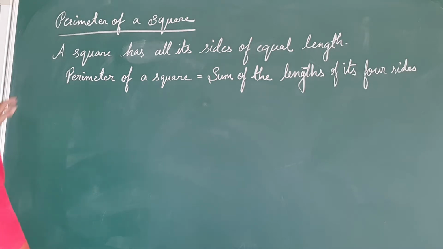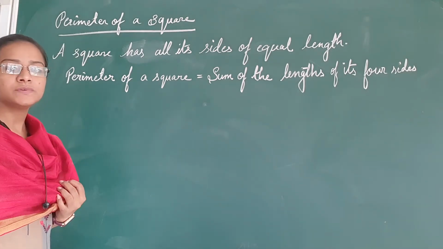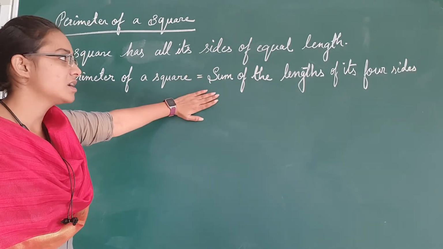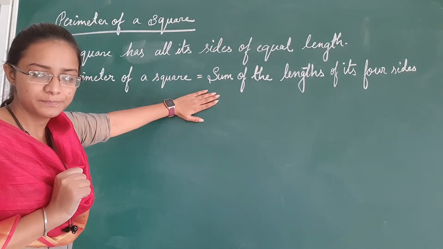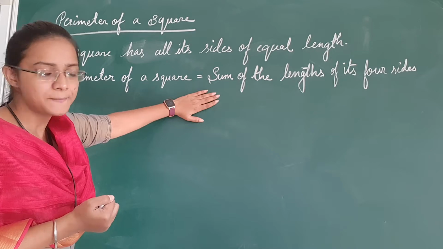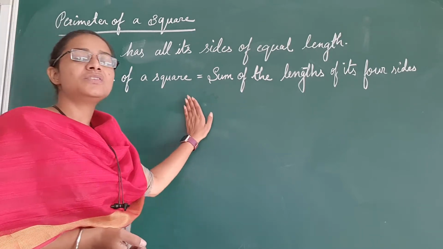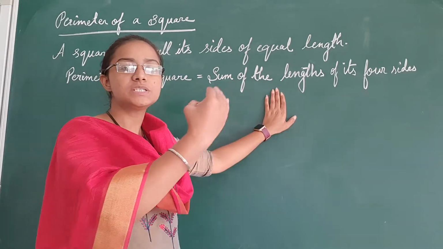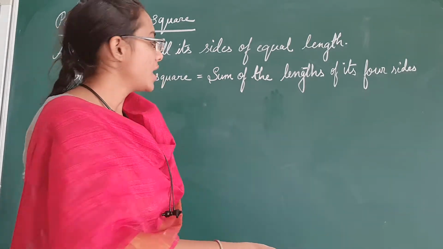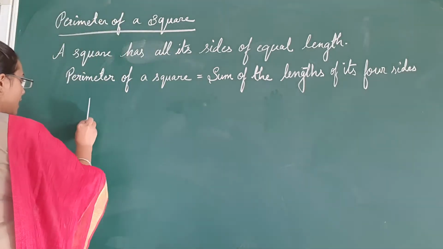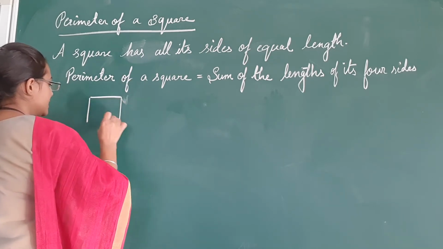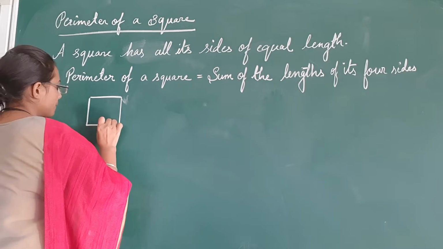Now perimeter of a square. As we know, a square has all its sides of equal length. That's why we call it a square. So the perimeter of a square is equal to the sum of the lengths of its 4 sides, or else, as we know that a square has all the sides equal.